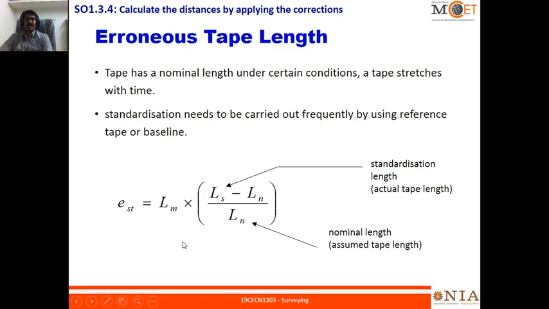If the error is negative, you have to apply positive. If the error is positive, the correction is negative, and vice versa. So the erroneous tape length has both types of error, right?